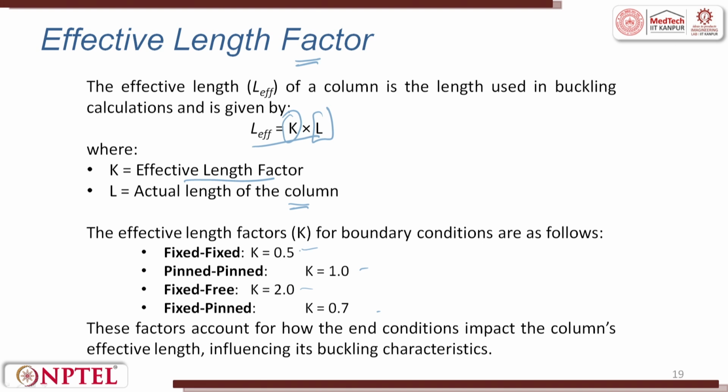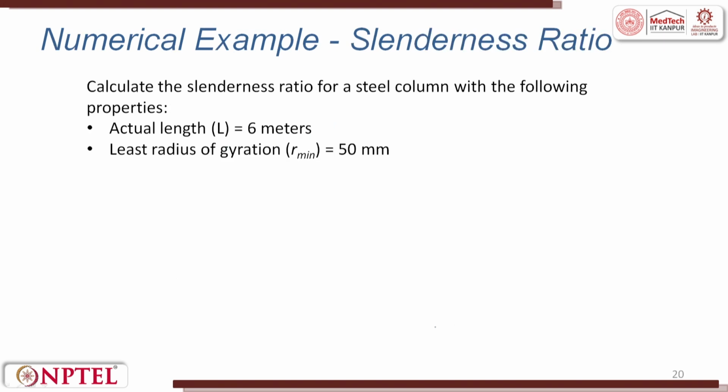If it is fixed, the K value is 0.5. When it is pinned, it is 1; fixed and free, it is 2; and fixed and pinned, it is 0.7. These factors account for how the end conditions impact the column's effective length, which influences its buckling characteristics. Let us try to solve a simple problem.